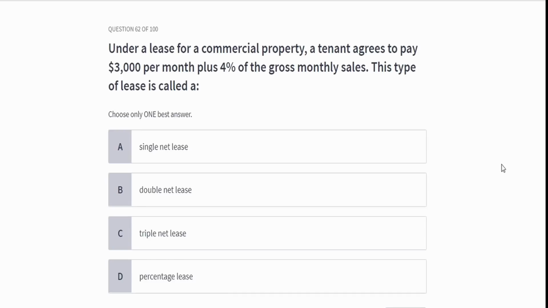All right, so 62. Under a lease for a commercial property, a tenant agrees to pay $3,000 per month plus 4% of the gross monthly sales. This type of lease is called, and it gives us 4 options: A, a single net lease, B, a double net lease, C, a triple net lease, or D, a percentage lease. So let me repeat that one more time. A, a single net lease, B, a double net lease, or C, triple net lease, or finally D, a percentage lease. So go ahead and think that one over and come up with your answer for this.